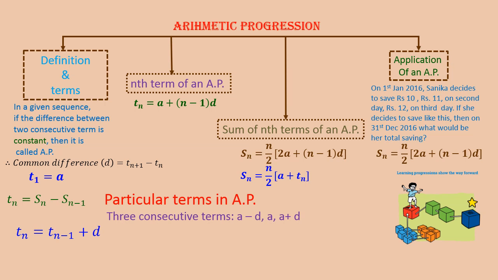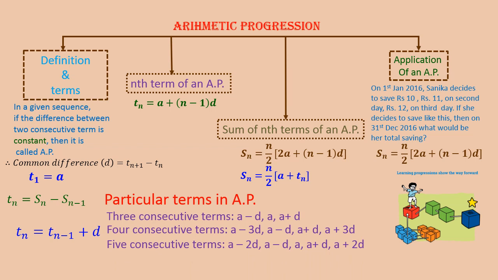First one, when three consecutive terms are given to us, we take a minus d, a, a plus d. Second, when four consecutive terms are given, then a minus 3d, a minus d, a plus d and a plus 3d. Five consecutive terms are a minus 2d, a minus d, a, a plus d, a plus 2d. And six consecutive terms are a minus 5d, a minus 3d, a minus d, a plus d, a plus 3d, a plus 5d.